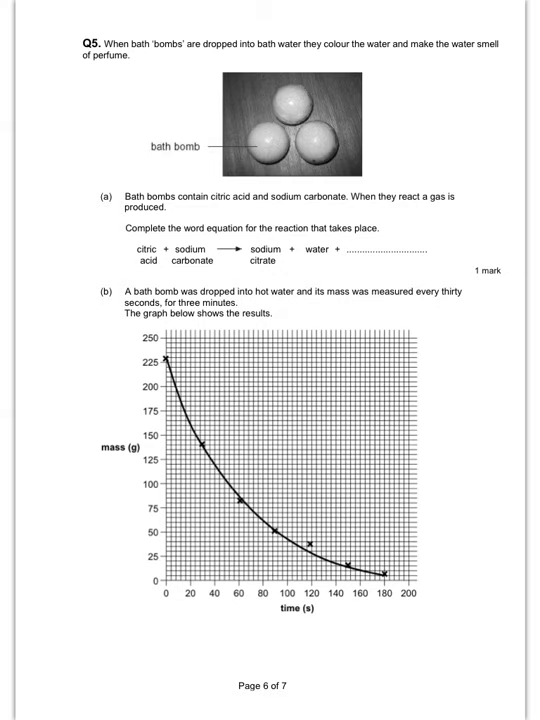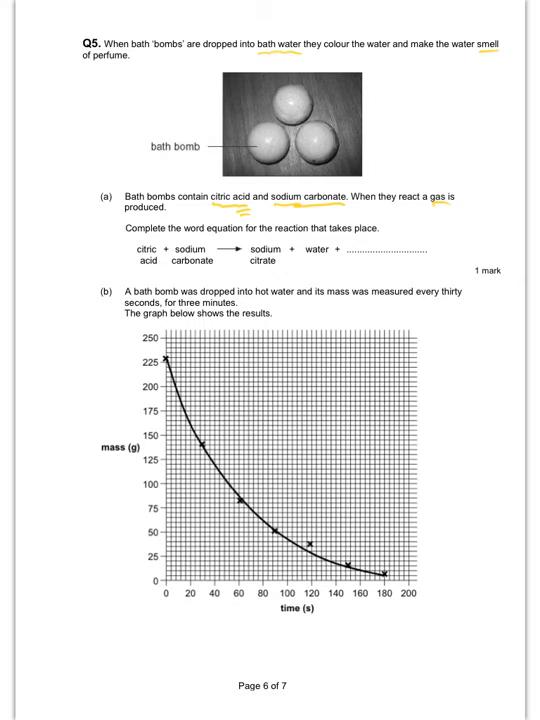This final question is about bath bombs, and bath bombs, in case you didn't know, you drop them into a bath and they make the water go coloured and they make it smell of a nice fragrance like lavender or something like that. And so bath bombs contain citric acid, so this is an acid, and sodium carbonate. When they react, a gas is produced, and so that's why you get the bubbling as it goes in.